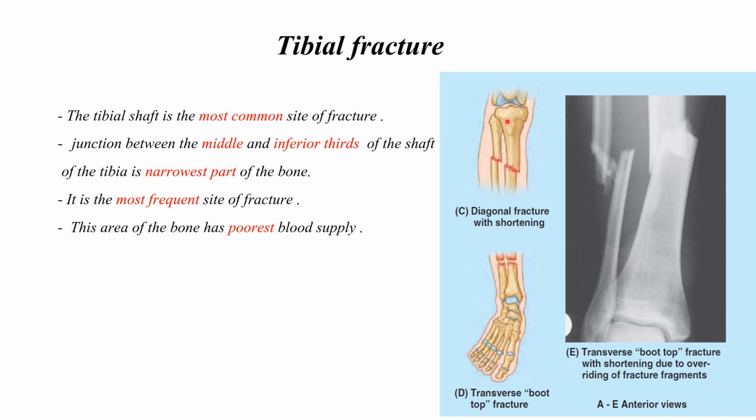On the right side of the slide here, this is the diagonal fracture with shortening of the limb. This is the right tibia and this is the right fibula. Here, this is the transverse fracture through the tibia and fibula. This is an X-ray of the leg. This is the right tibia and this is the right fibula. This is the transverse fracture through the right tibia and fibula with displacement of the fragment.